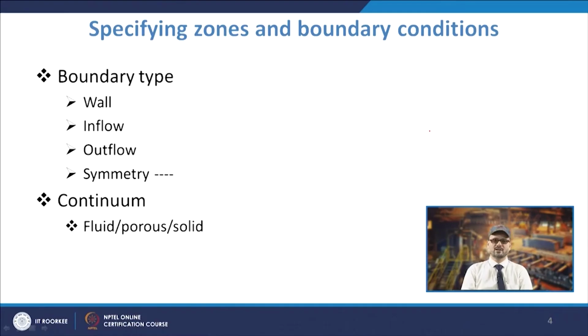When we do the final meshing, you need to check all these things so that you can go further, and when you specify the other parameters in the domain, you do not face much problem. So, after the meshing and after the geometry creation, we need to look at specifying zones as well as the boundary conditions.